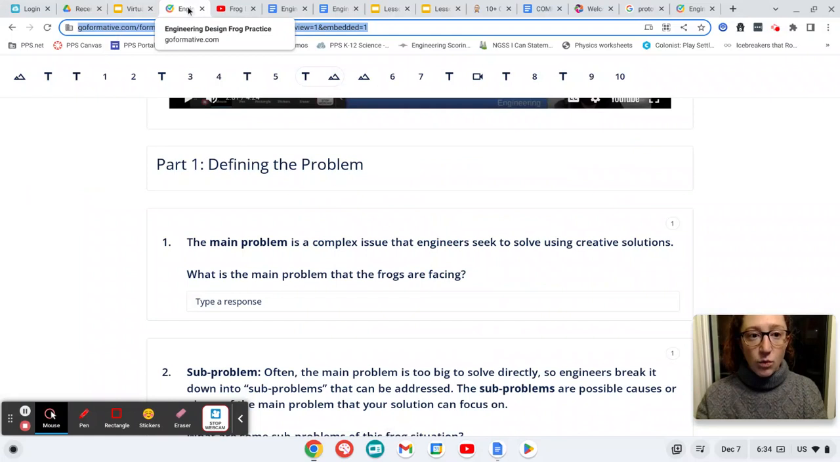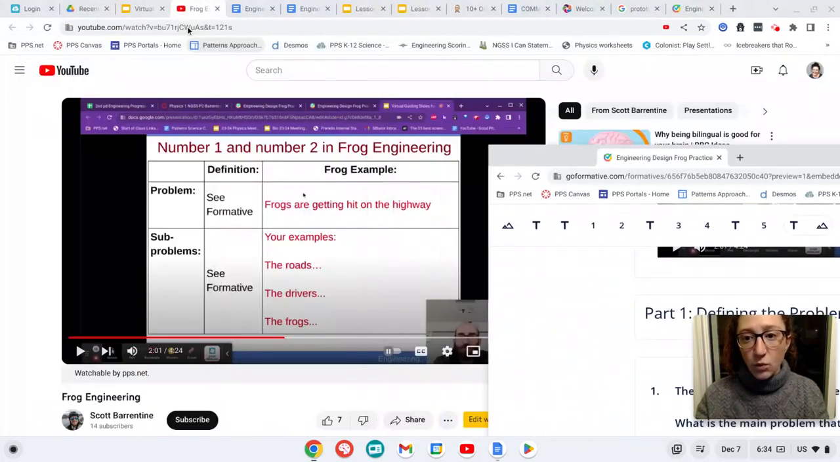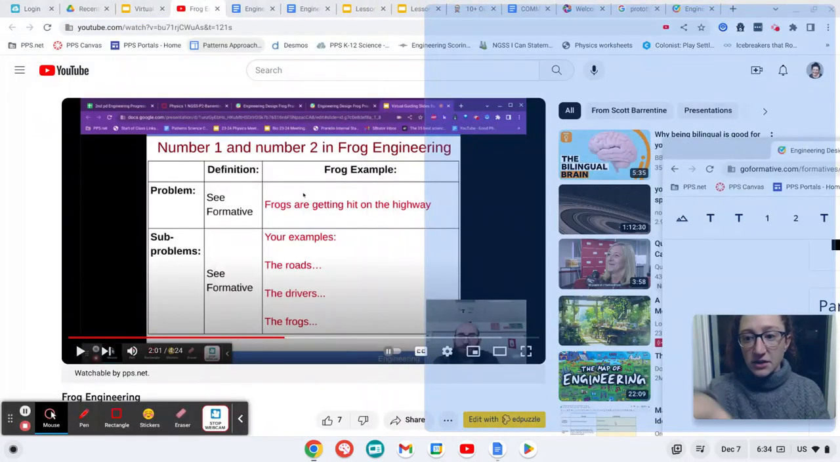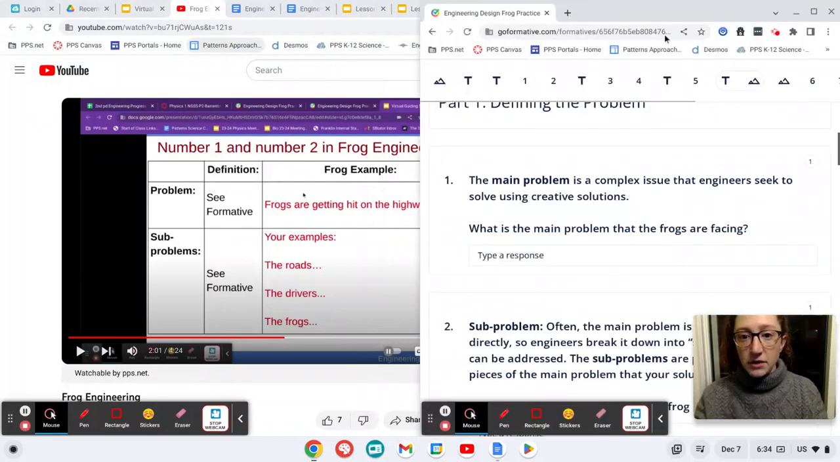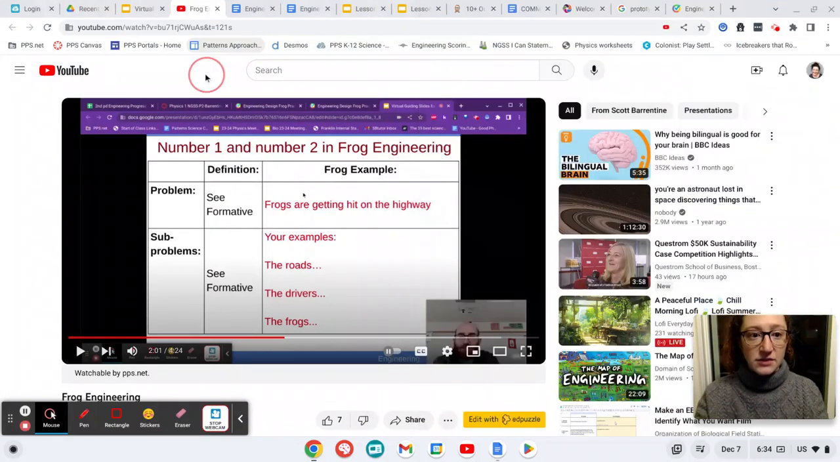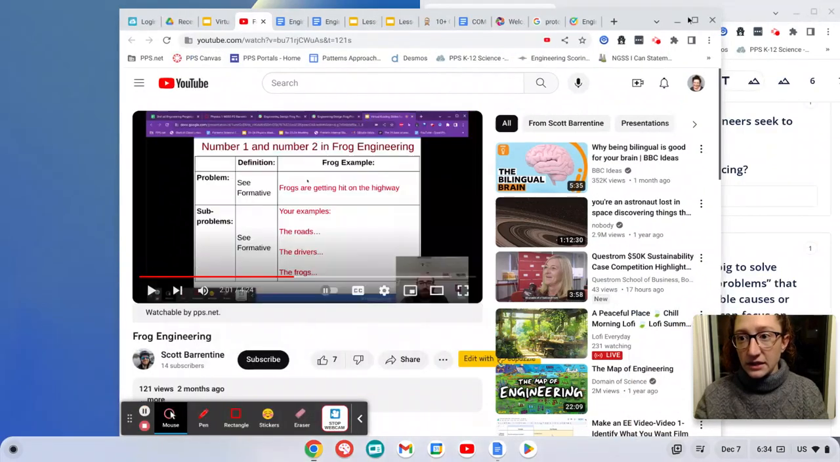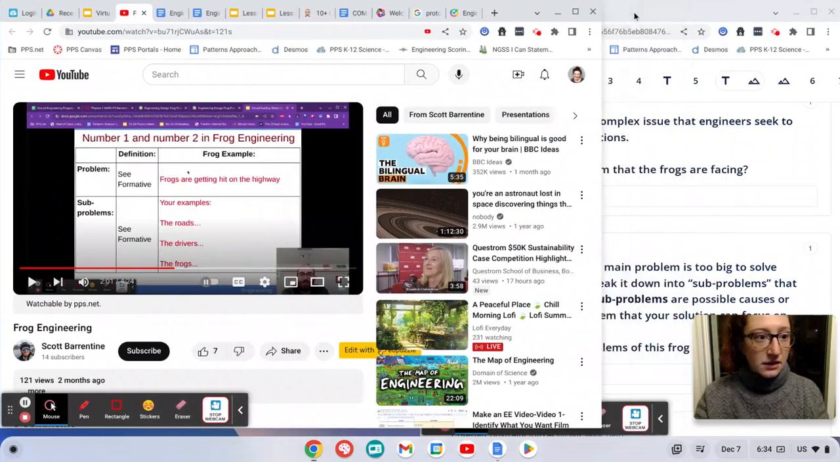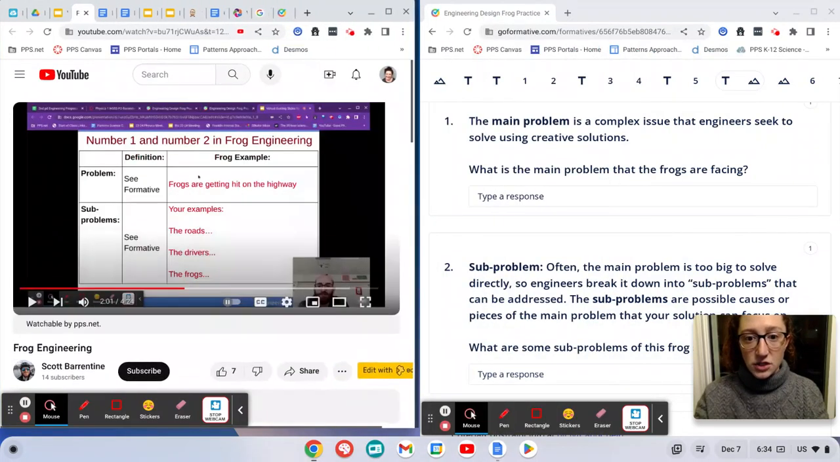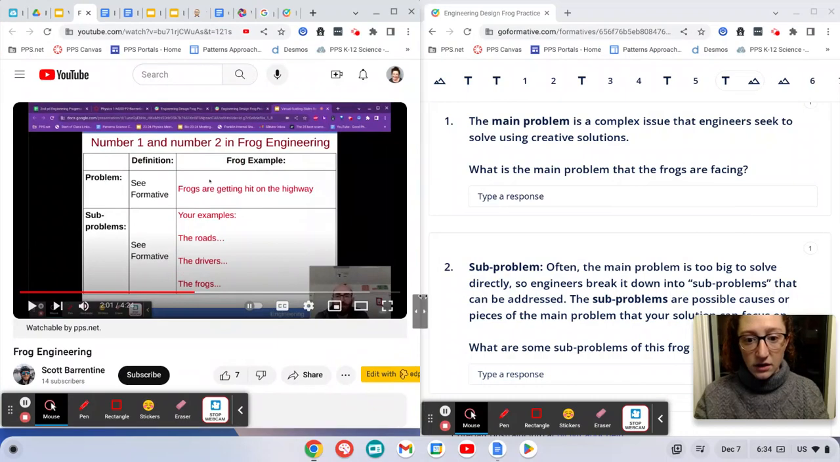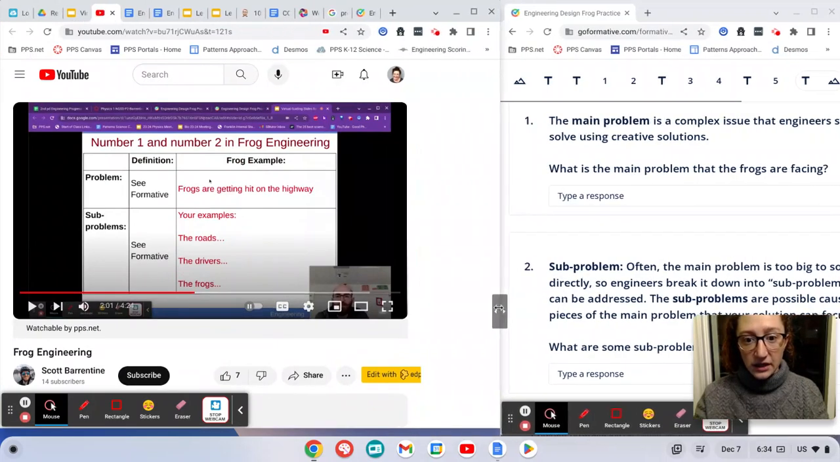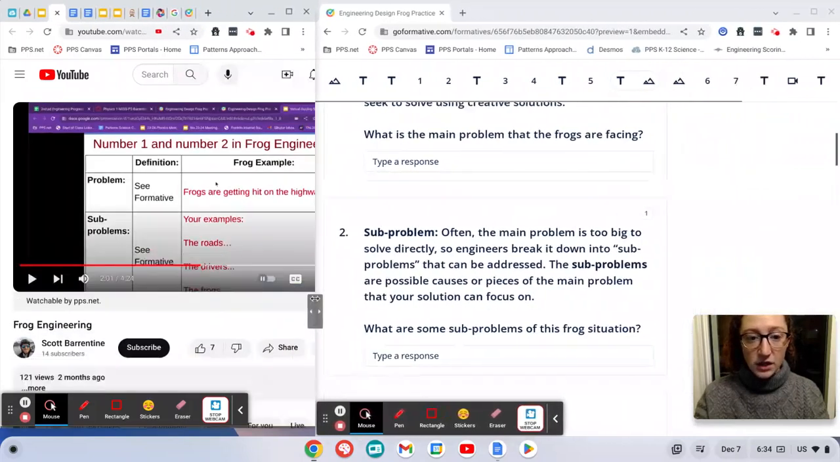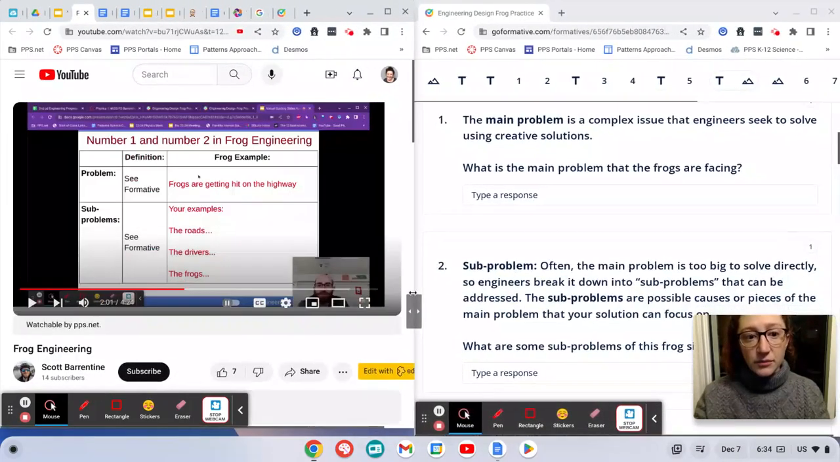If you take one of your tabs, let's take the engineering design frog practice, and you click and drag it way, way off the screen. See how you start to see that little bit show up? You can pop it over and it takes up half the screen. Then you take your other slide and you can move it over to match. Okay, great. And now you can actually make one bigger and one smaller as you need.